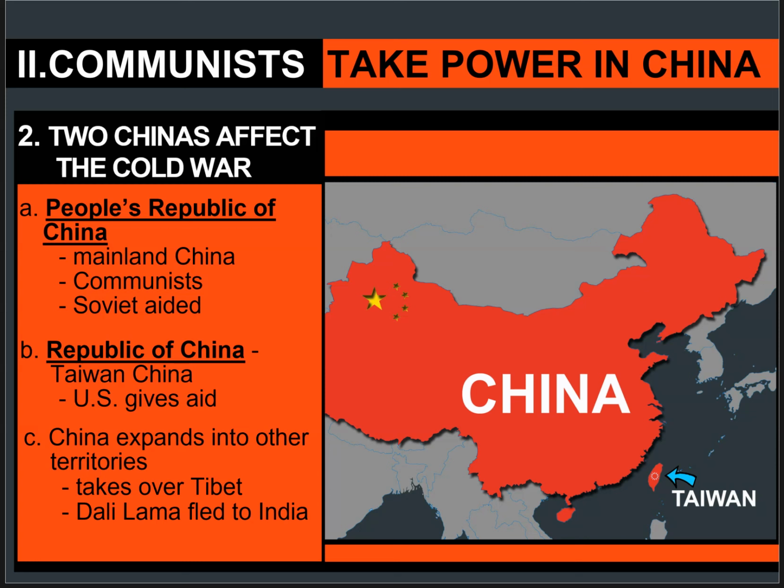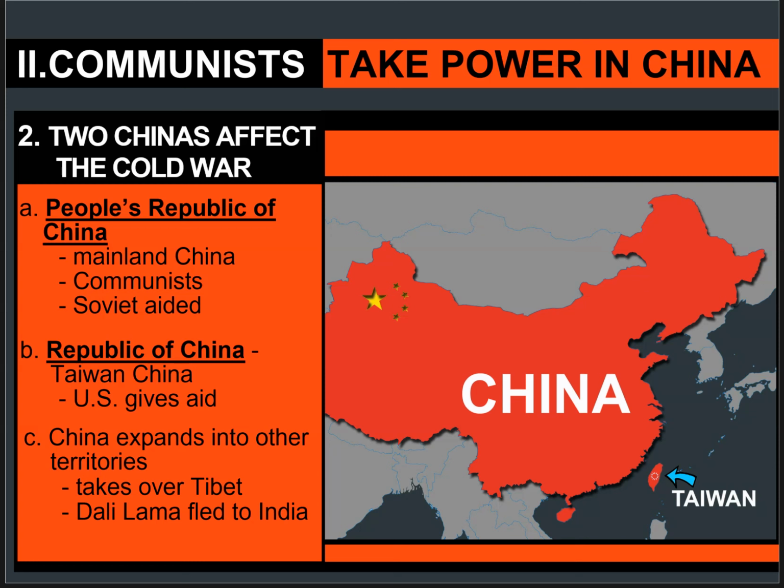The two Chinas affect the Cold War. China had split into two nations. One was the island of Taiwan, or nationalist China, with an area of only 13,000 square miles. The mainland, or the People's Republic of China, had an area of more than 3.5 million square miles. The existence of the two Chinas and the conflicting international loyalties they inspired intensifies the Cold War.